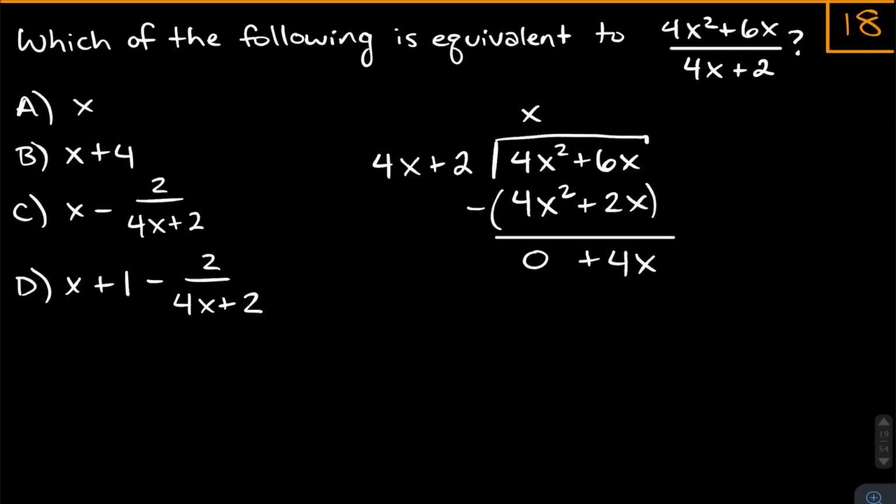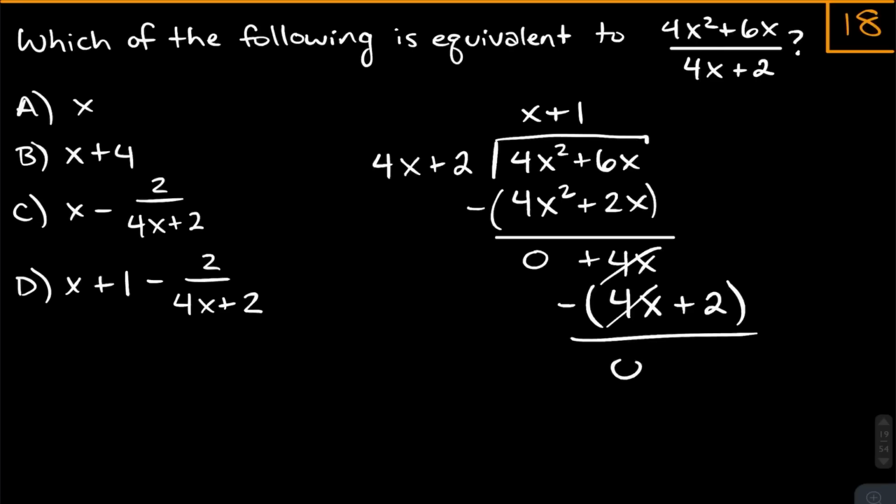Okay, and then you go again. How many times does 4x go into 4x? Well, that'd be 1. So you get plus 1. Okay, and already you can see the answer is choice D, right? Because you get that plus 1 there. But we can keep going here because I do want to show you the full form. So 1 times 4x is going to be 4x. 1 times the 2 here is going to be plus 2. And then you subtract this entire thing. So the 4x's are going to go away. You get 0. And then you get a minus 2 on the end, right? Because you have that minus out front.